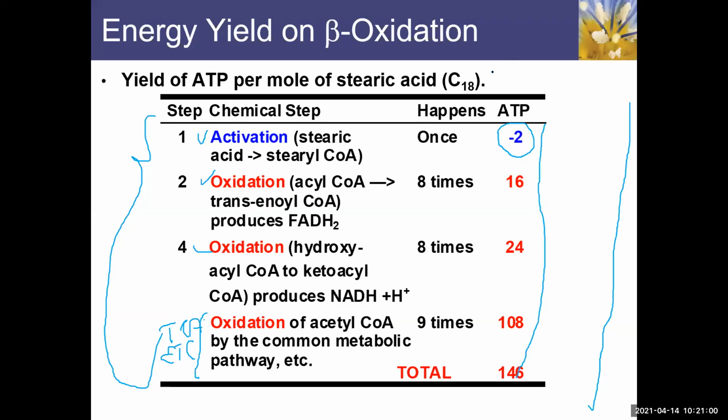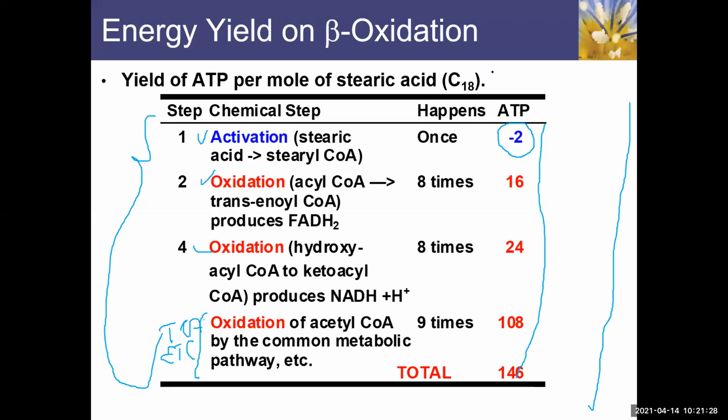Mohammed, 7 acetyl CoA is 6 cycles, 6 FADH2, very good. 6 NADH. Okay, 7. What about the others? You didn't add them up, Mohammed. The last one step. Yes, for the total 112. Absolutely. Very good.